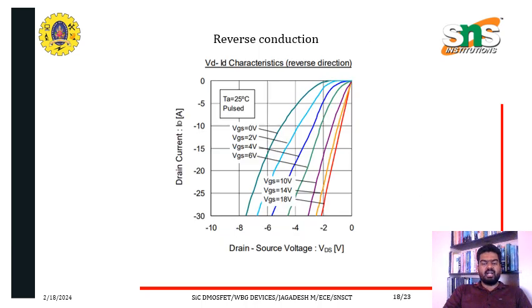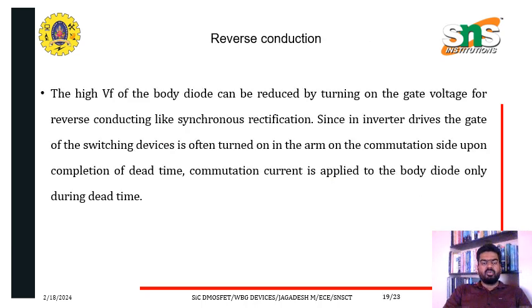This is the reverse conduction characteristics. In reverse conduction, the high VF of the body diode can be reduced by turning on the gate voltage for reverse conducting, like synchronous rectification, since in inverter drive the gate of switching devices is often turned on in the arm of the commutation side upon the completion of dead time. Commutation current is applied to the body diode only during dead time.